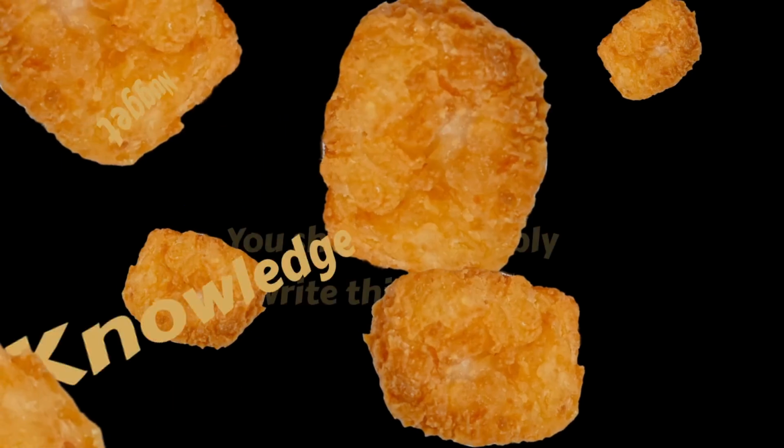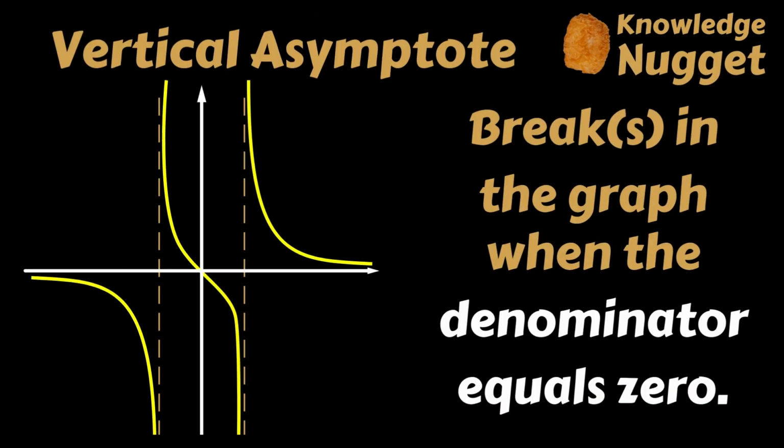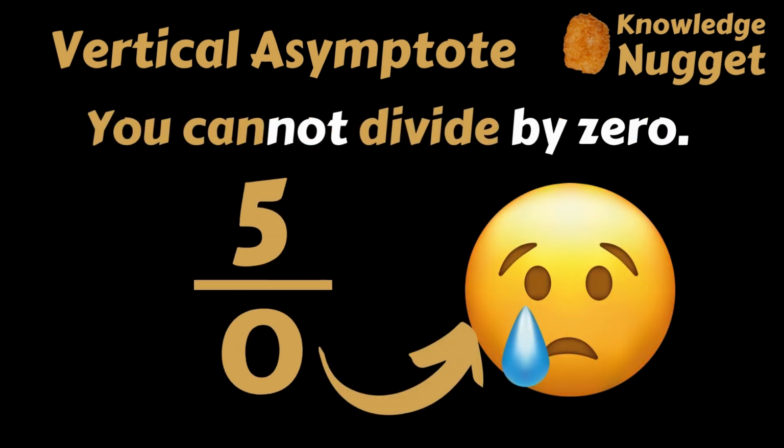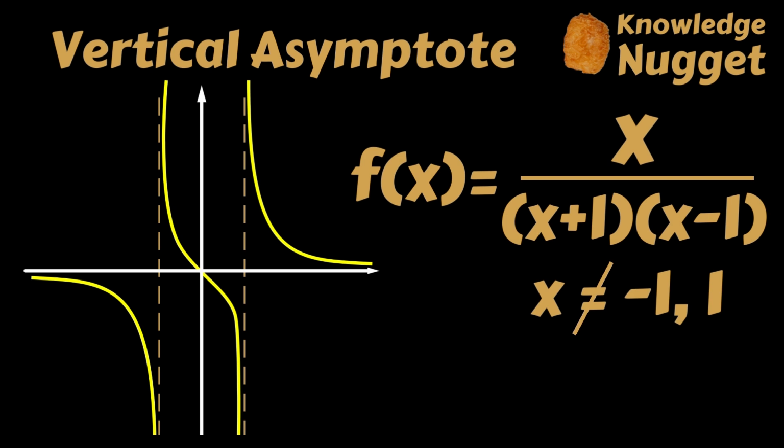Do you know what causes a graph to have a vertical asymptote? If not, you should probably write this down. Vertical asymptotes are created whenever a function has a denominator equal to 0, because you can't divide by 0. Division by 0 causes a break in the graph, and as the graph gets really close to that break, the y value shoots up or down to positive or negative infinity.